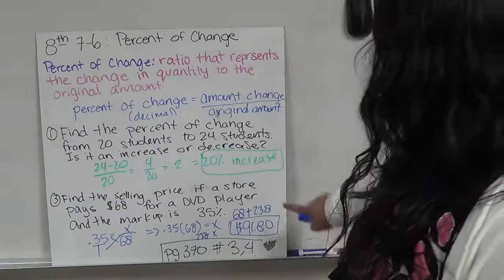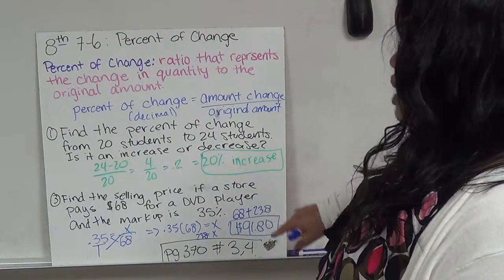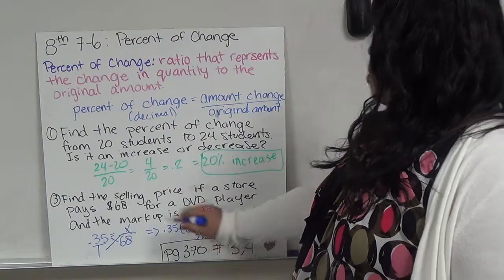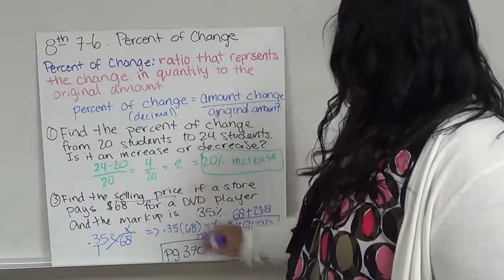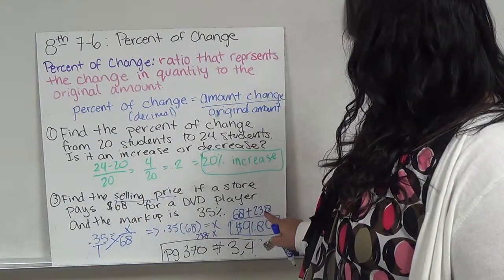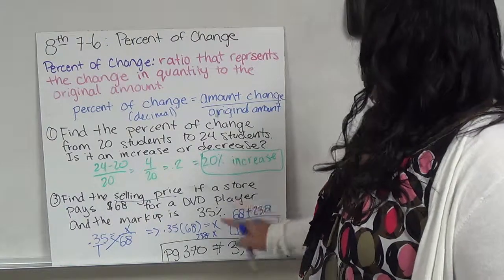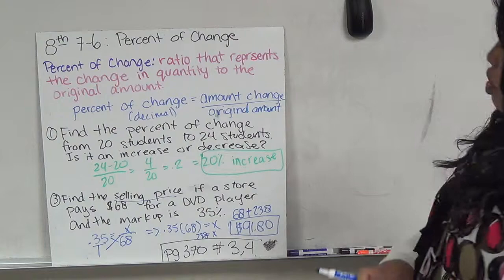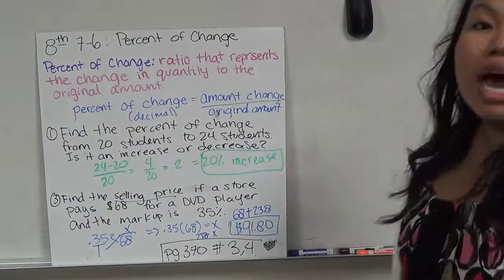$91.80. So make sure that you know if it's asking you for the markup, then I would leave it at 23.8, but if it's asking me for the selling price, I have to take the percentage markup, and then I have to add it to the original. So try page 370, number 3 and 4, and I will see you in class.